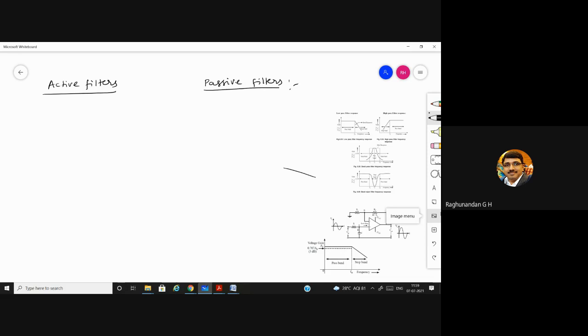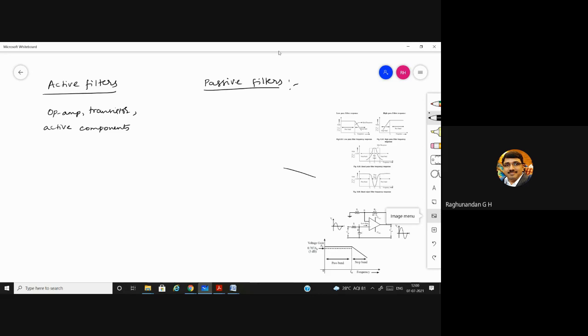So these filters will be containing components like op amp, transistor, and other active elements which are going to add some gain to the given input. So such types of filters are not only going to filter out the unwanted frequency, but also going to increase the strength of the signal. That is what the active filters will be doing.